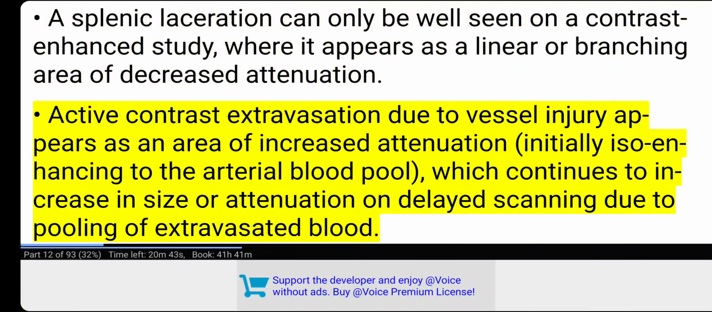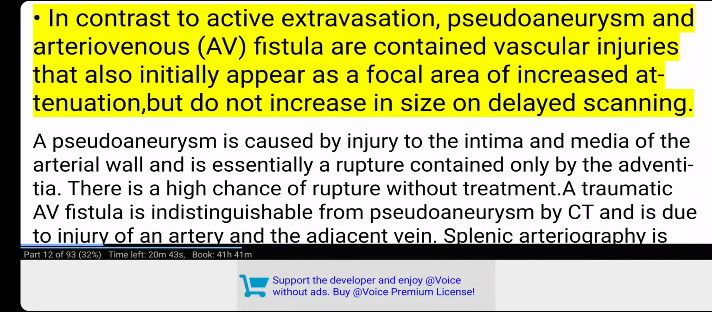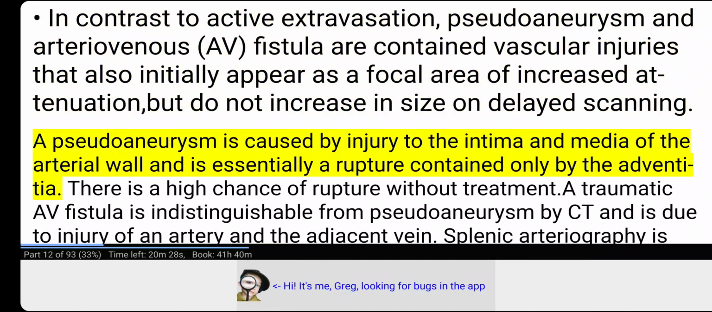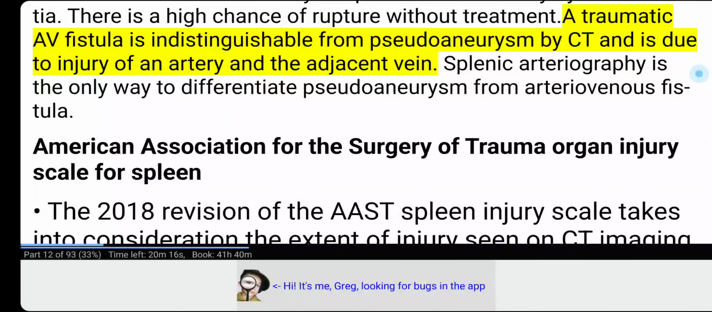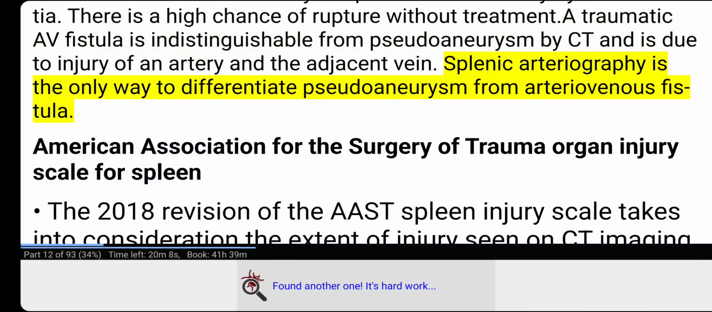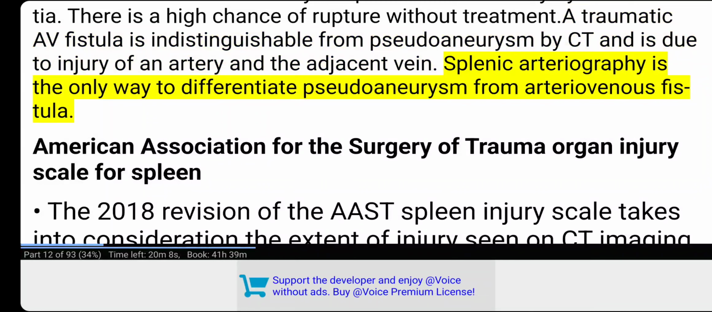In contrast to active extravasation, pseudo-aneurysm and arteriovenous (AV) fistula are contained vascular injuries that also initially appear as a focal area of increased attenuation, but do not increase in size on delayed scanning. A pseudo-aneurysm is caused by injury to the intima and media of the arterial wall and is essentially a rupture contained only by the adventitia. There is a high chance of rupture without treatment. A traumatic AV fistula is indistinguishable from pseudo-aneurysm by CT and is due to injury of an artery and the adjacent vein. Splenic arteriography is the only way to differentiate pseudo-aneurysm from arteriovenous fistula.